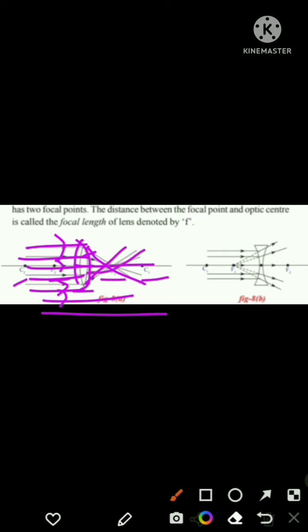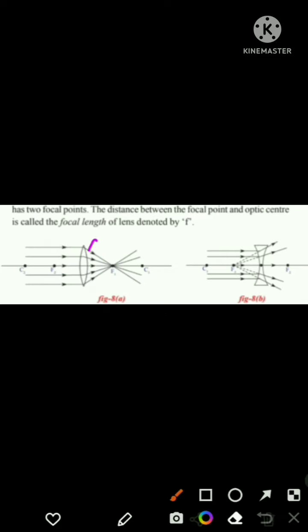You can see the first diagram is a figure. You have to draw F1, C1, F2, C2 and a lens. Light rays are coming, and whenever light rays are parallel, what happens? They undergo refraction and they meet at the focus. That you have to draw. That is for convex lens.